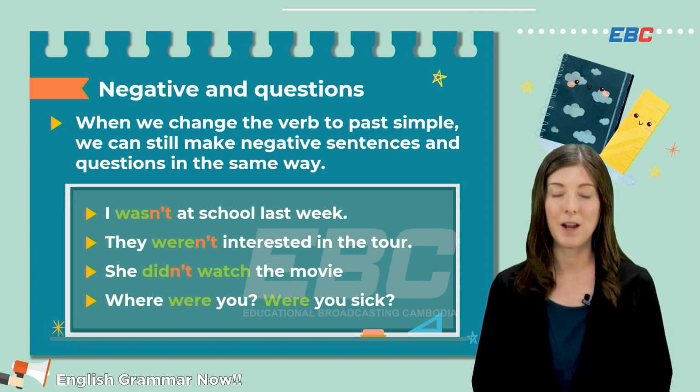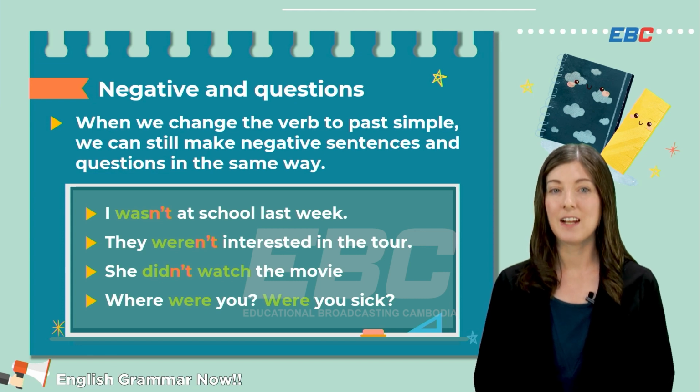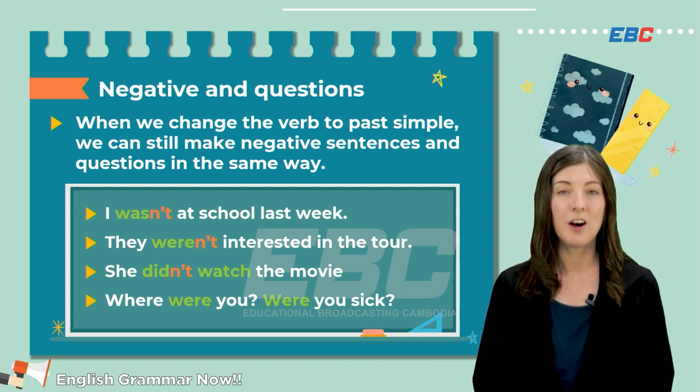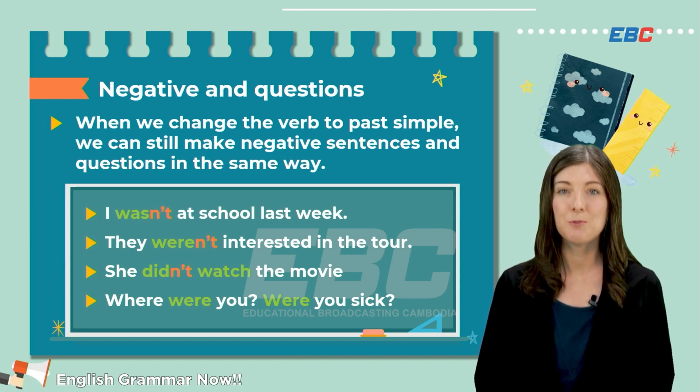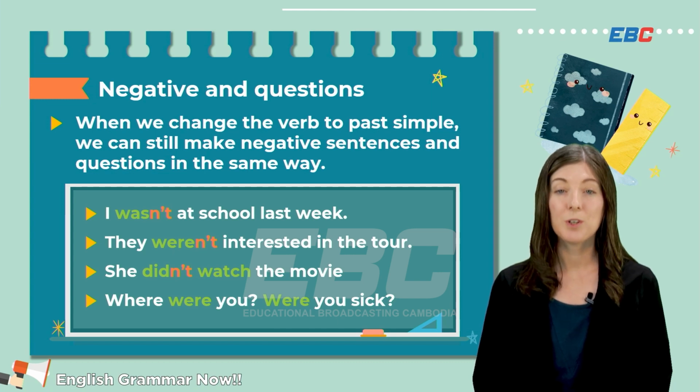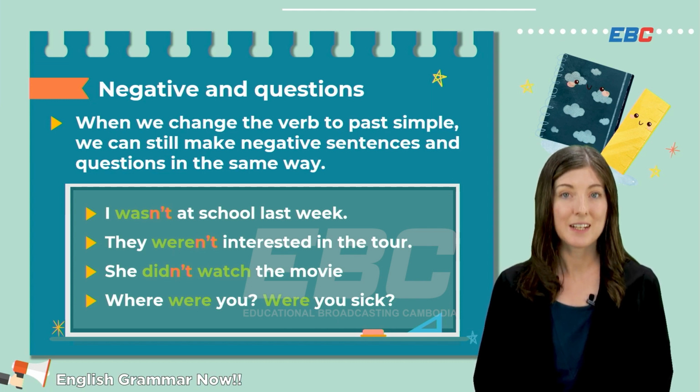When we change from the present into the past, we can still make negative statements and questions in the same way. Instead of saying, I am not, we say, I was not. But we can also shorten not with the verb. I wasn't at school last week. They weren't interested in the tour. She didn't watch the movie. Where were you? Were you sick?